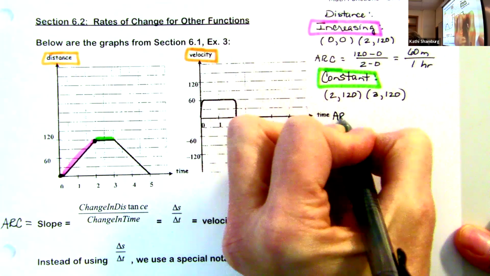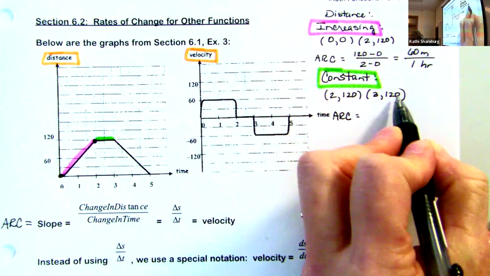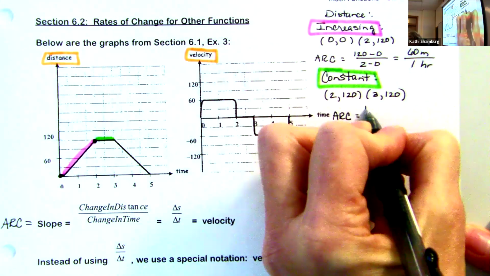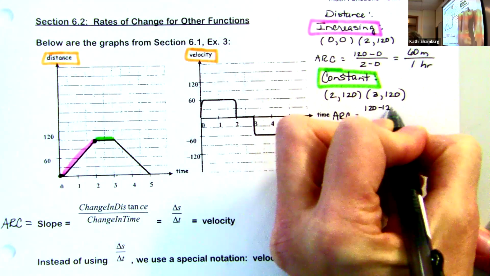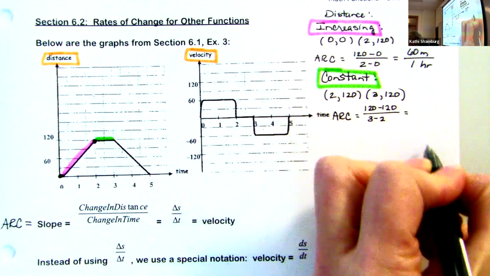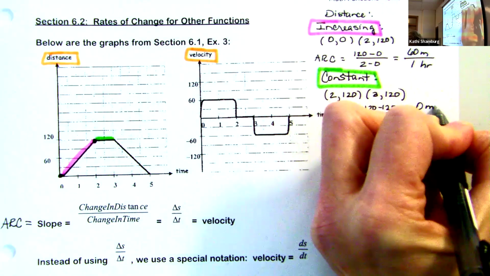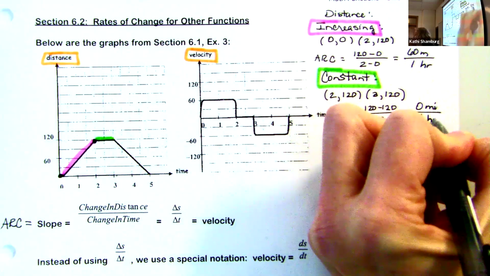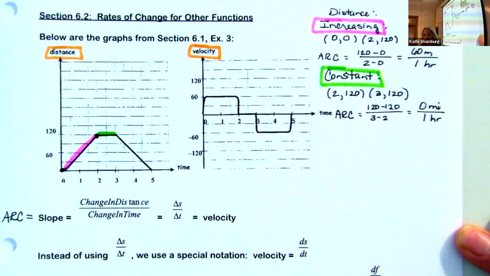So the average rate of change would be 120 minus 120 over 3 minus 2, and it would give me, I'm going 0 miles per 1 hour. That makes sense.